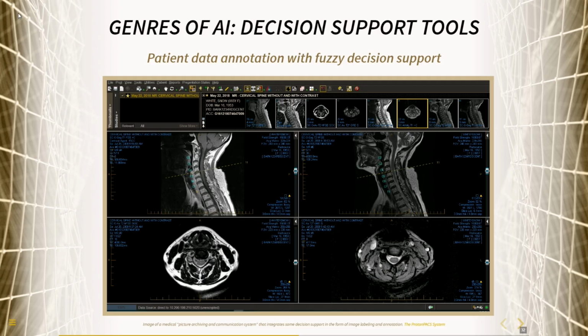In this particular case, this tool is using what's known as fuzzy decision support, right? So it's using some fundamental rules to be able to say, okay, you might want to look in this particular direction, even though it's not necessarily making any recommendations about what comes next, right? This is really just a data collection tool with some fuzzy decision support on top of it in the form of image labeling and annotation.